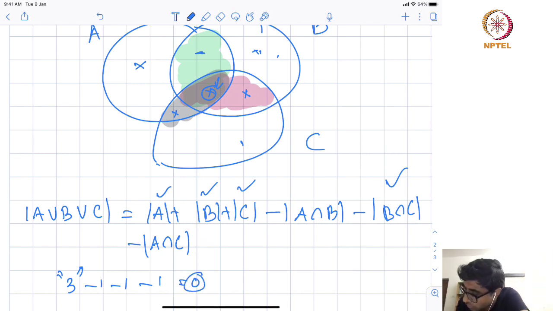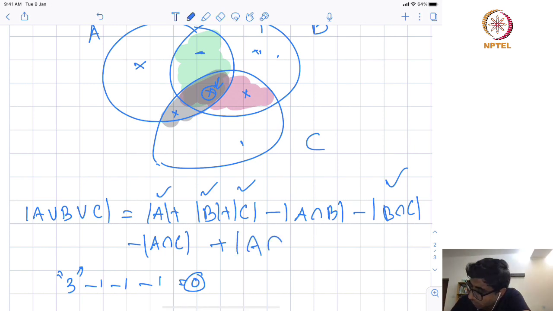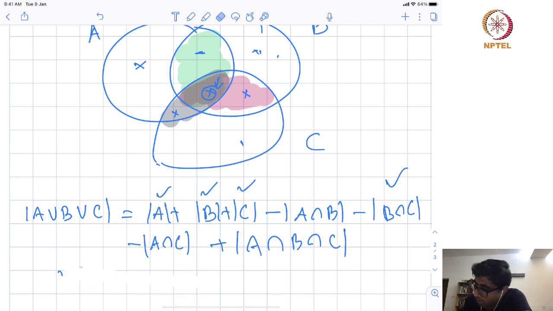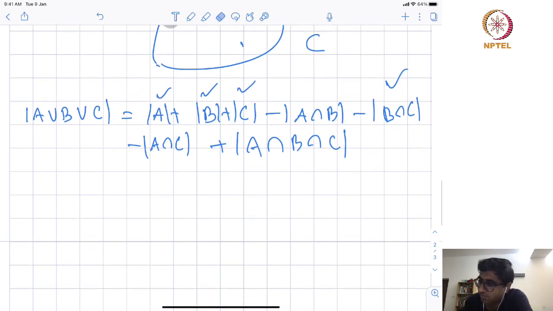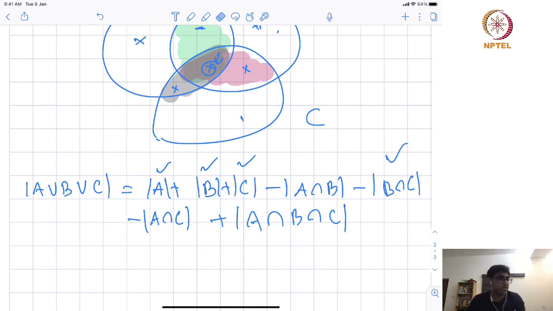So now you need to add A intersection B intersection C once more. So this is the formula, and now this formula can be generalized not only to 3 sets but further. Notice that the right hand side contains all possible intersections of the sets we have, and the sign depends on how many sets are intersected.